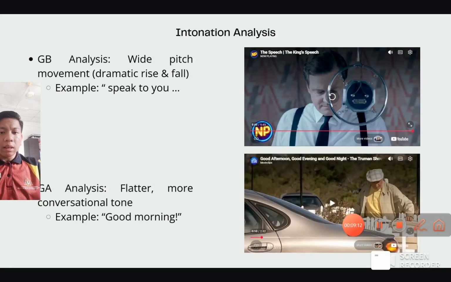Now, as you can see from the same clip, for the words good morning, the tone is flatter, and it sounds like it was used more for conversations. It doesn't have much rise and fall compared to the General British accent.